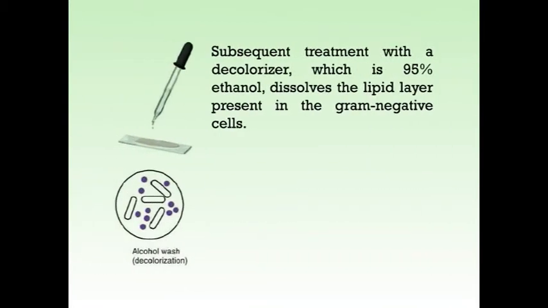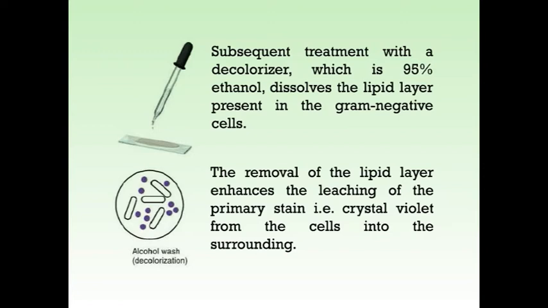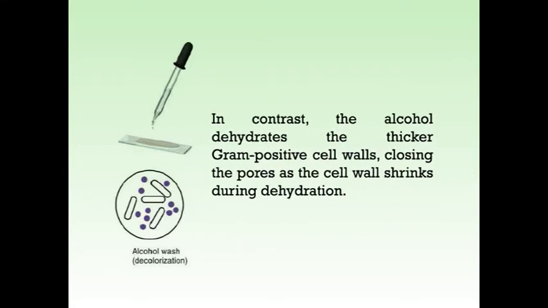However, subsequent treatment with a decolorizer, which is 95% ethanol, dissolves the lipid layer present in the gram-negative cells. The removal of the lipid layer enhances the leaching of the primary stain, crystal violet, from the cells into the surroundings. In contrast, the alcohol dehydrates the thicker gram-positive cell walls, closing the pores as the cell wall shrinks during the dehydration.